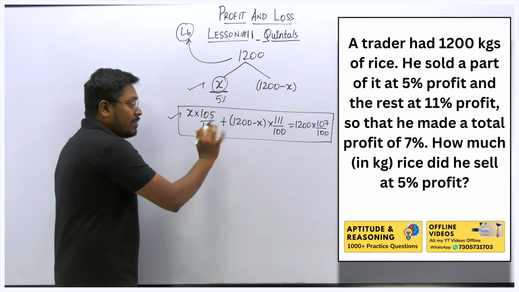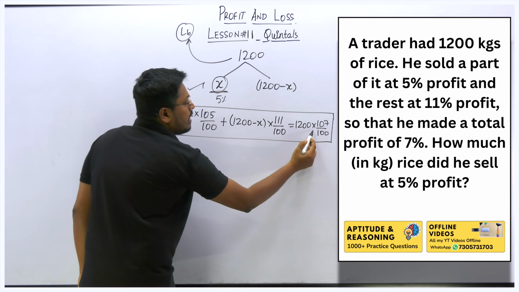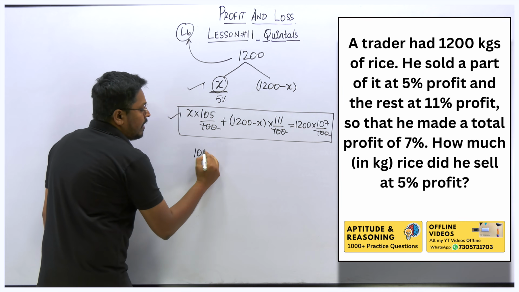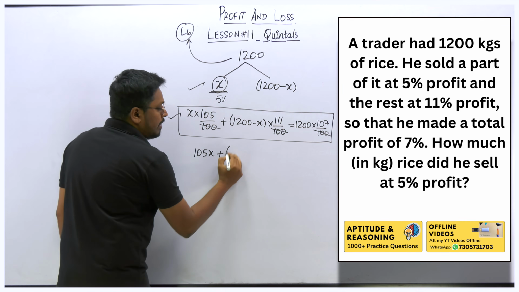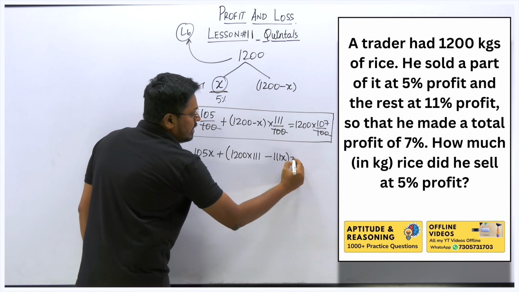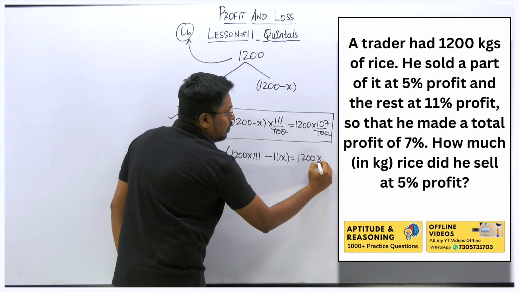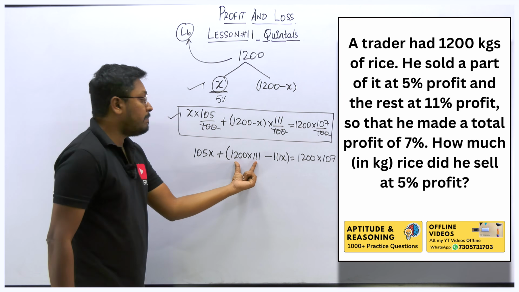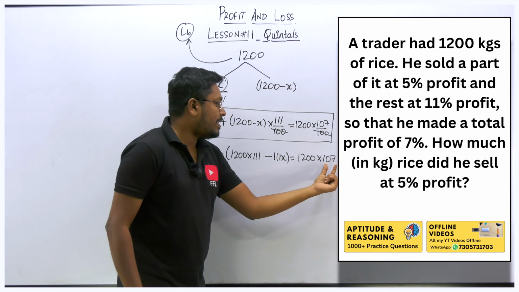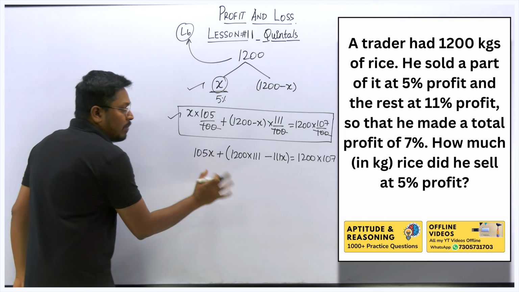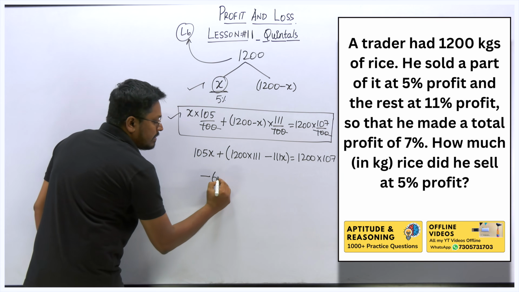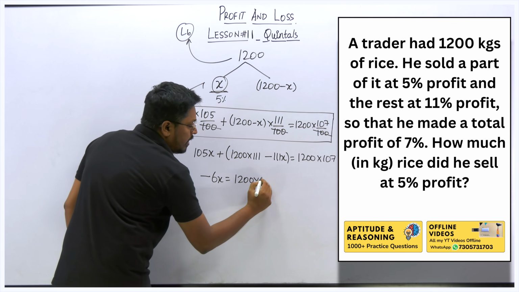Solving this seems very easy. I've told you a small technique to solve this equation. All are base number 100, so you can cancel it. Now this will be 105x plus 1200 into 111 minus 111x equals 1200 into 107. Do not waste your time on multiplying these two numbers, because students do this, 1200 into 111, 1200 into 107. That is not required. Just see what I'm going to do. 105x minus 111x will be minus 6x equals 1200 into 107.